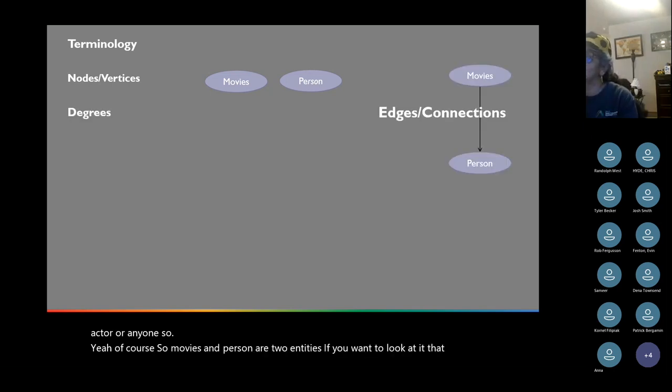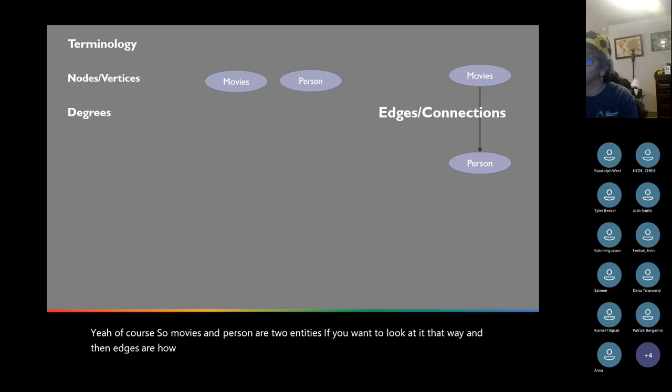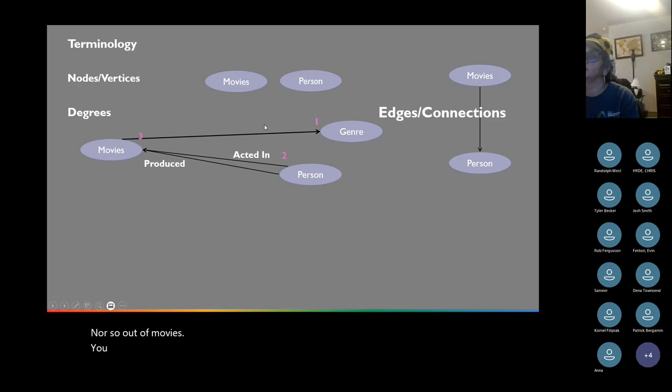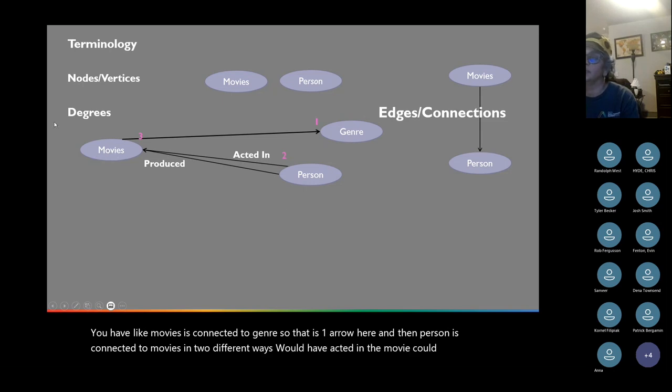And then edges are how these things are connected. The arrow stands for edges. And then degrees refer to the number of arrows that come out of each node. So out of movies, you have movies connected to genre. That is one arrow here. And then person is connected to movies in two different ways. Could have acted in the movie, could have produced the movie, could have seen it. I could add more arrows here. This is just an example.